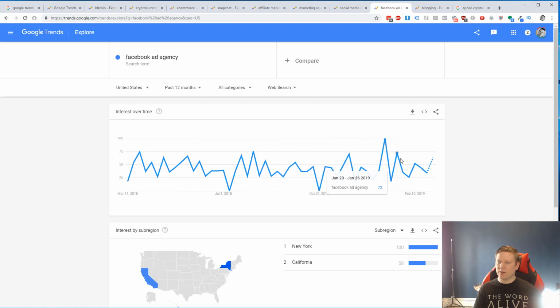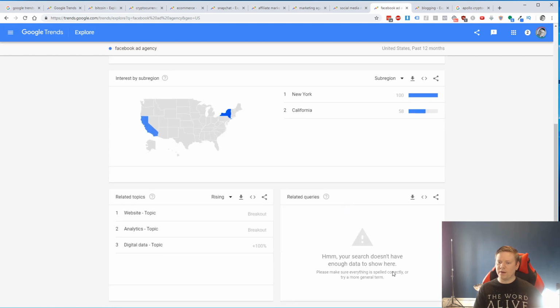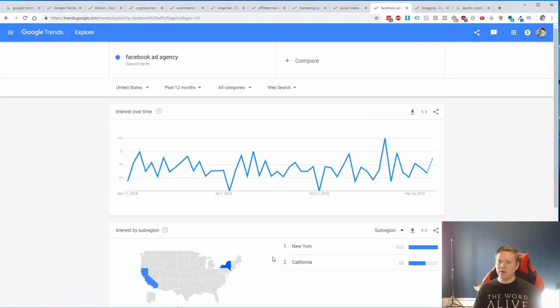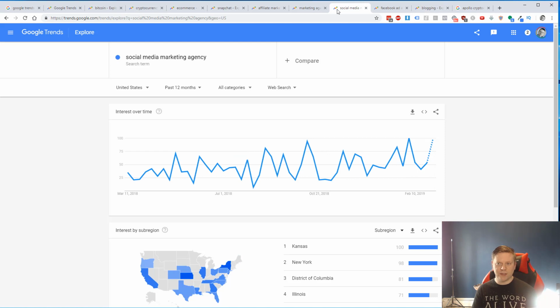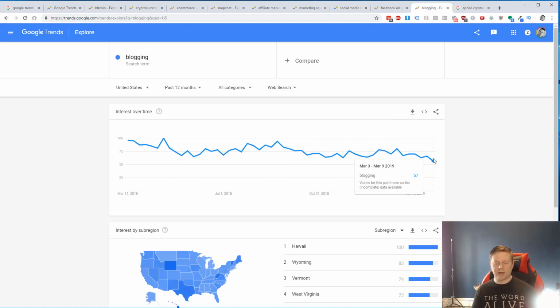You can see this has had some up and down trends. I didn't get a whole lot of extra data on this, but generally you can see it's still doing well. I took something that's been around for many, many years, blogging, just as a general example, right? You can see this has had a bit of a downward spiral. So if you were thinking, hey, I might want to start a blog in 2019, maybe this isn't the best business idea for you, because it's not as trending. People are moving away from this and doing things like starting a social media agency as opposed to spending all their time blogging.